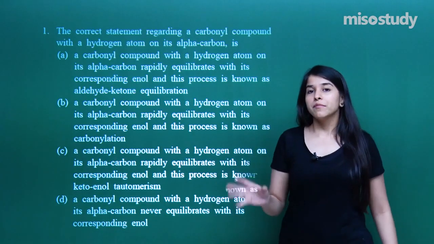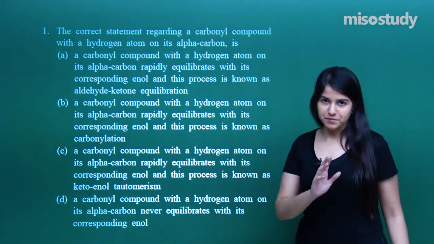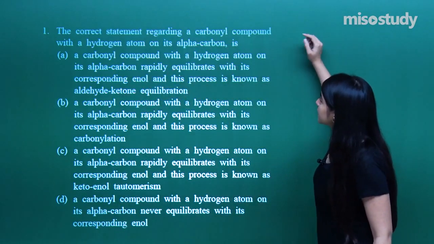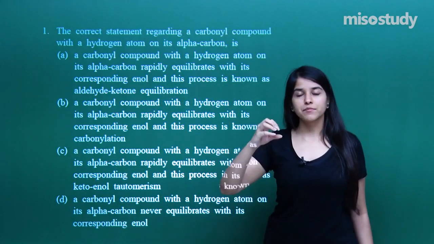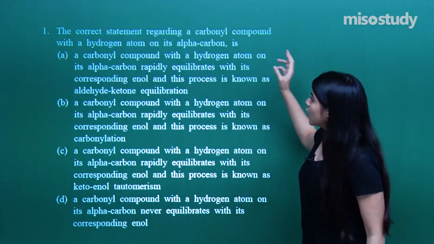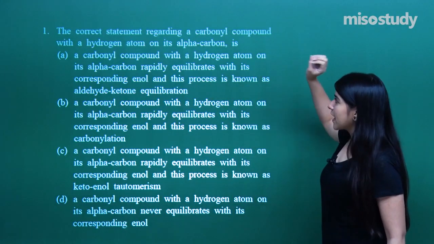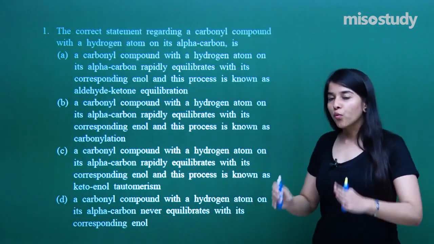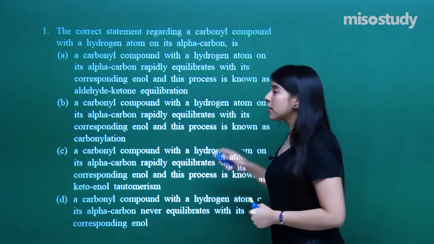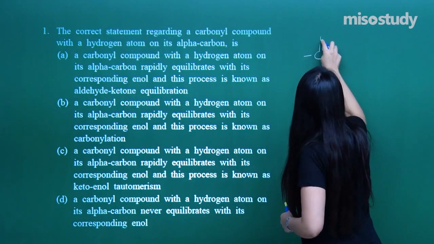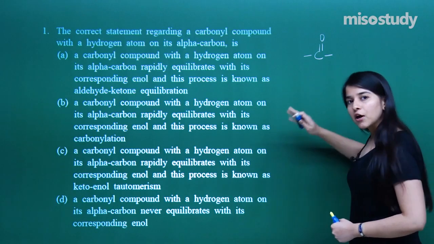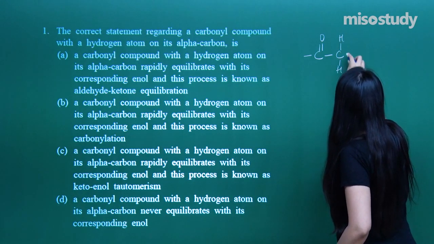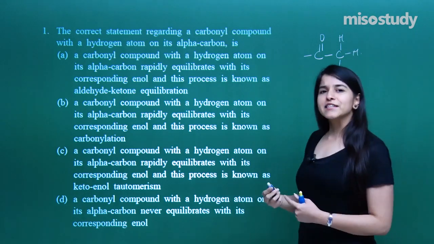It seems to be a very big question, but the answer is very simple. So let's just have the question. The correct statement regarding a carbonyl compound. What is a carbonyl compound? Having C double bond O with a hydrogen atom on its alpha carbon. So I need to pick up the correct statement. What kind of compound are they talking about? They are talking about a compound having a carbonyl carbon along with a carbon attached, which is again having the hydrogens. So let us just take an example here.